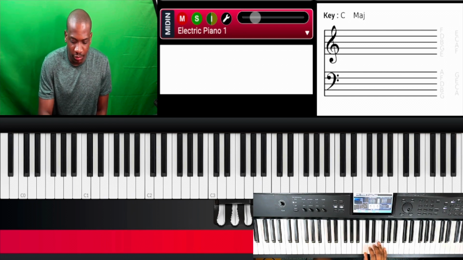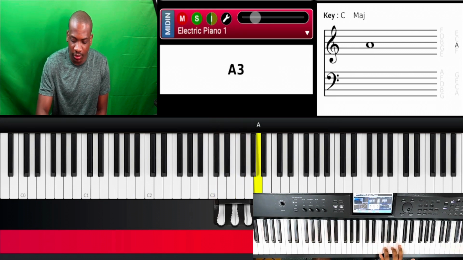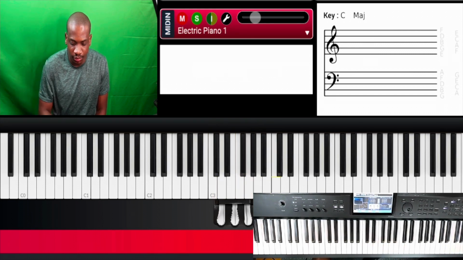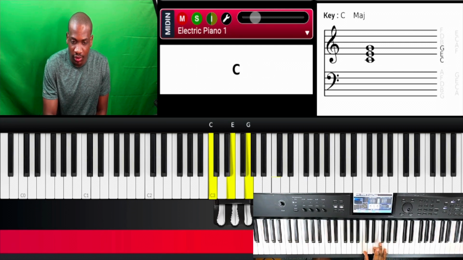So this is my do chord on the key of C. If I run the scale: do, re, mi, fa, sol, la, ti, do, ti, la, sol, fa, mi, re, do. The first note is do, third note is mi, and fifth note is sol. This is a major, nothing was flattened.